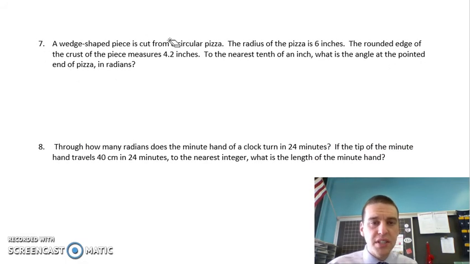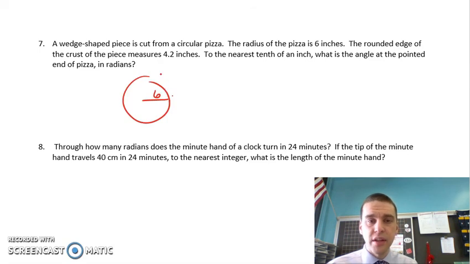A wedge-shaped piece is cut from a circular pizza. The radius is 6 inches. So we've got a pizza with a radius of 6 inches. And we want the crust to be 4.2 inches. Now, right away, let's even talk about this. Is the arc length of 4.2 going to be smaller or larger than 1 radian? Hopefully you're thinking smaller because it's smaller than the radius of 6.